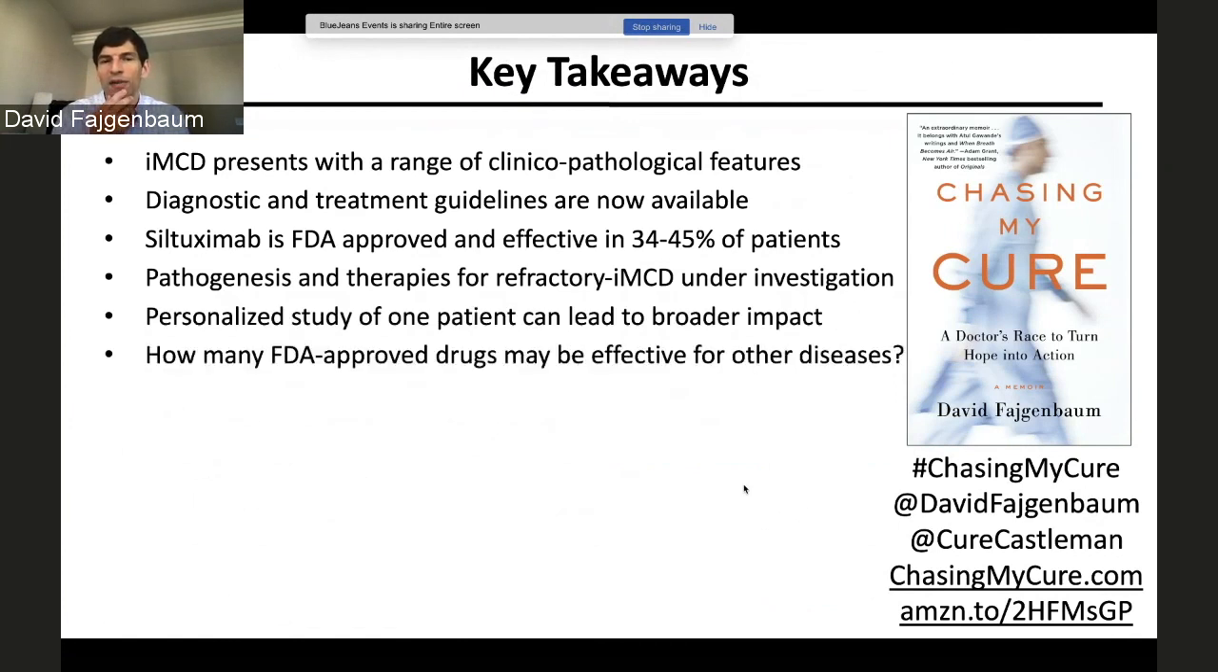I think that the idea of using drugs off-label is an important lesson for COVID-19, and I just wanted to highlight a couple of key takeaways beyond the science of COVID-19, and some of these come from my book, Chasing My Cure, that came out last fall. And just three that I want to highlight. One is this concept of being in overtime.